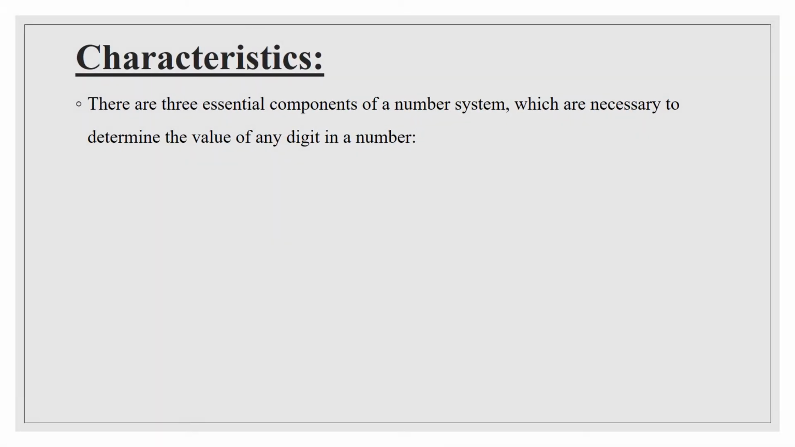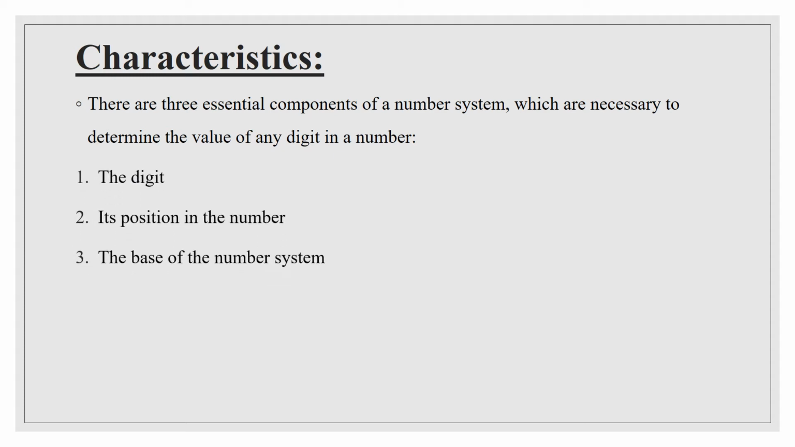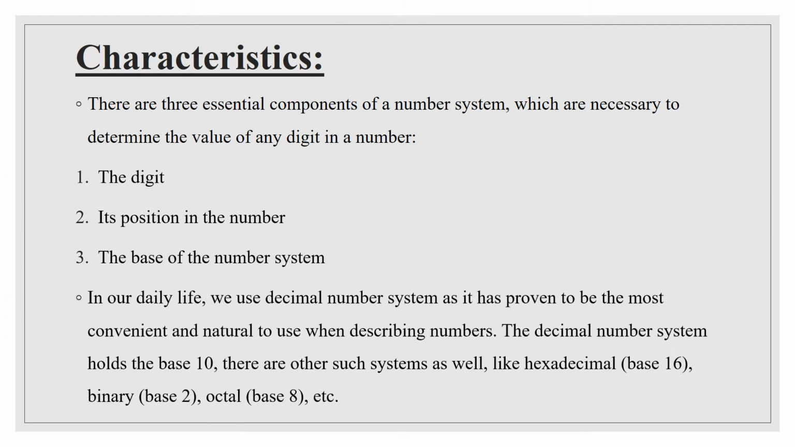Characteristics. Number 1, the digit. Number 2, the position in the number. Number 3, the base of the number system. The decimal number system holds the base 10. There are other such systems as well, like hexadecimal having base 16, binary having base 2, octal having base 8, and so on.